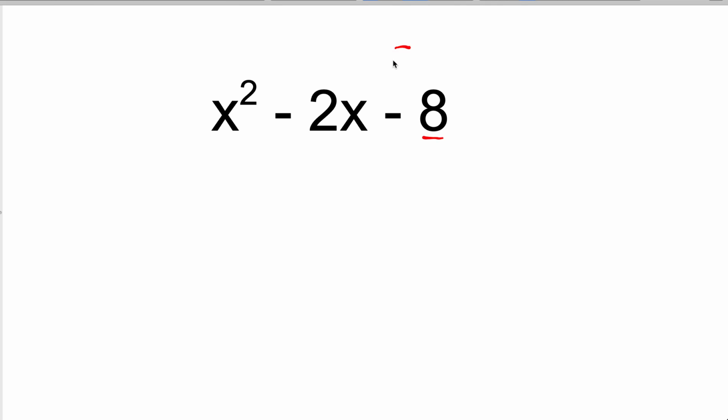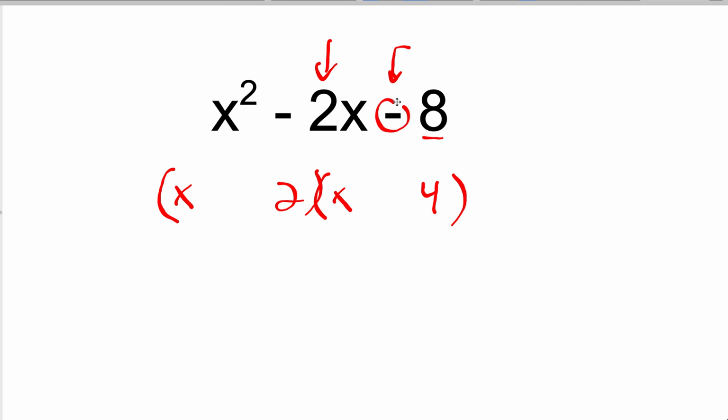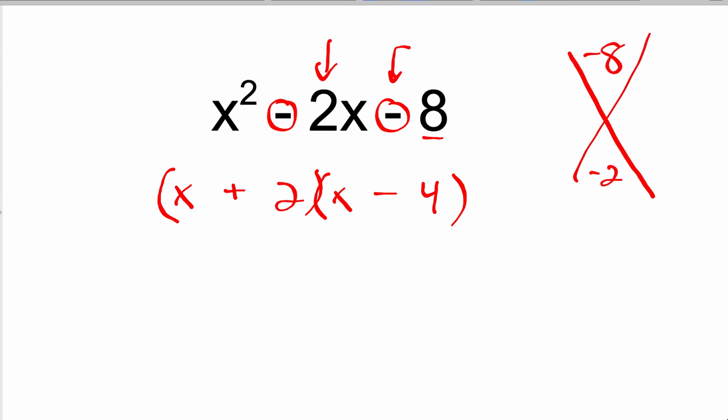Factors of 8 that subtract to be -2. So factors of 8 that subtract to be -2. Here's my x and x. Here would be my 4, my 2, and now the signs are different, and the larger one is negative. Signs are different, larger one is negative. Of course, you could always go, here's -8 and here's -2, and that's -4 and +2, and then put those into your binomials.